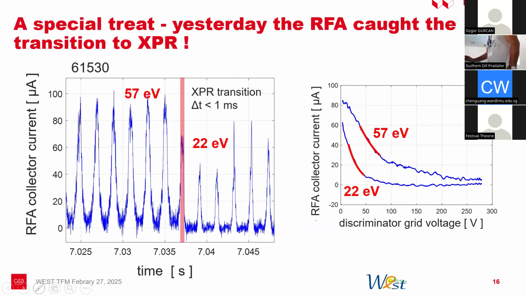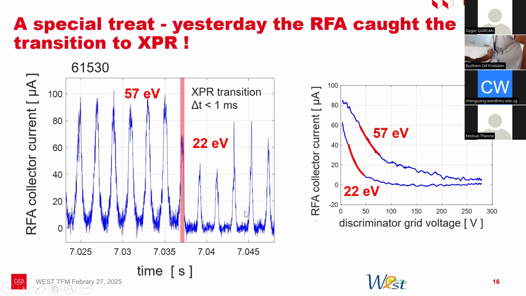And what I'm showing here is the collector current measured by the RFA in blue as a function of time. It varies because we are changing the voltage on the grids. So we apply maximum voltage. Well, when we have 0 volts on the grid, we have the maximum current because all the ions go through the grids and are collected. And then it starts to decay exponentially as we ramp the voltage up to about 300 volts in this case. And then we have the XPR transition shown in pink here.